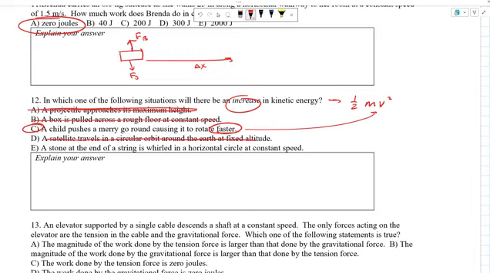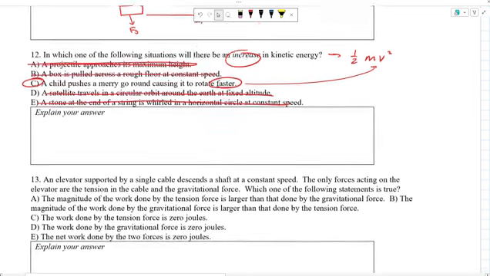Satellites in circular orbit have fixed speed, so fixed energy, and this is whirled at a constant speed. Anytime the speed is constant, there's no change in kinetic energy. Anytime the speed is smaller, shrinking, we get less kinetic energy.